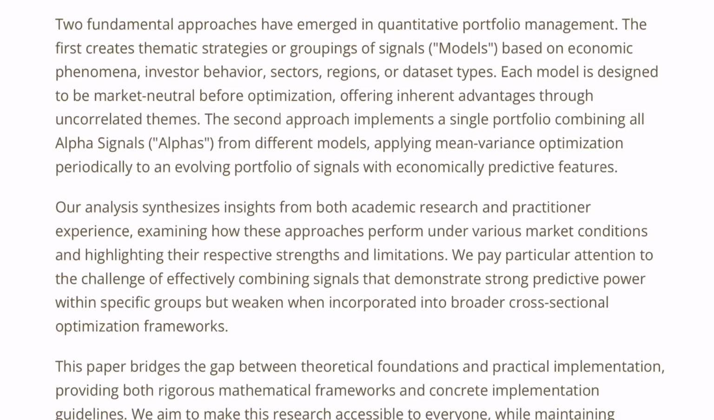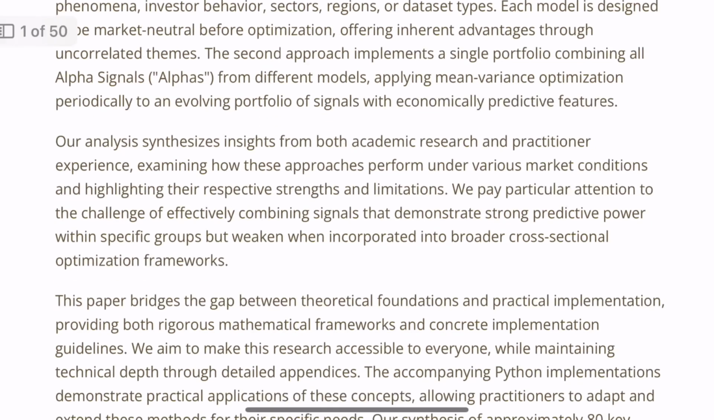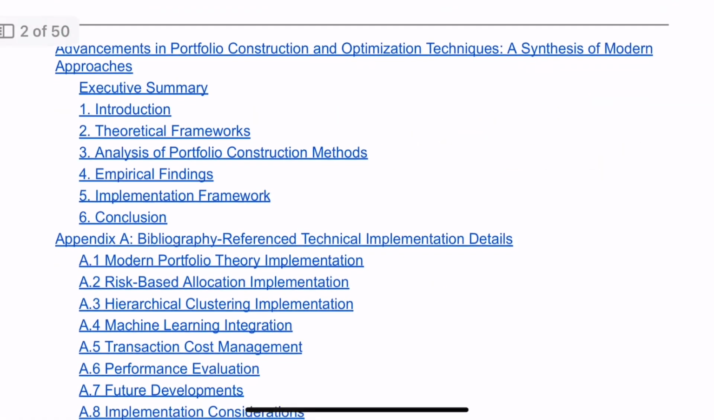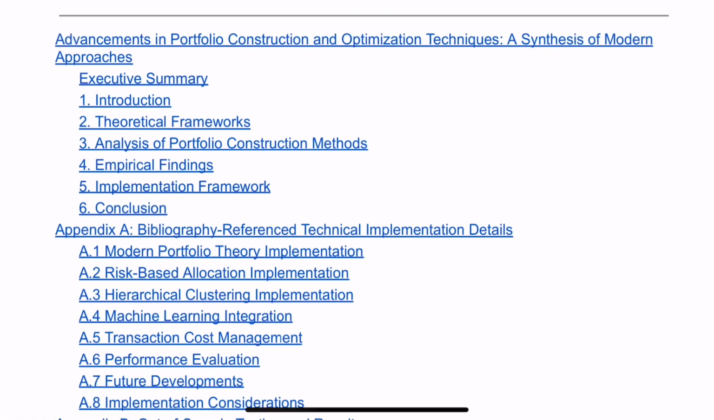Specifically, two key methods that are being used a lot by quant funds these days: thematic model grouping and consolidated alpha optimization, or TAMARA. Our guide for this journey is going to be a really fascinating research paper by Harmonic Insights. It's called Portfolio Construction Evolution from Models to Machine Learning, and it's really interesting because it aims to bridge that gap between academic theory and what's actually happening in the real world. So I'm joined by an expert in the field who can help us break down this paper and really understand the nitty-gritty. Welcome to the show.